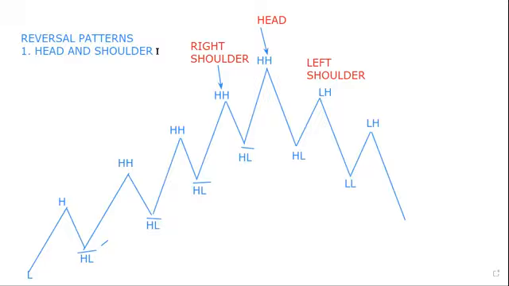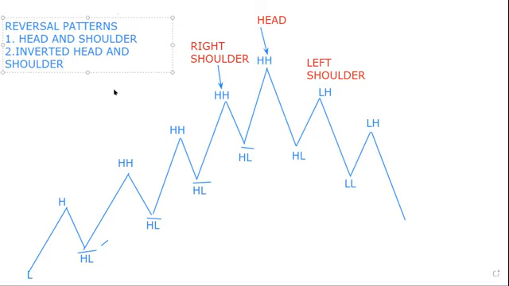Number 2 is the inverted head and shoulder. So let's talk about inverted head and shoulder. This usually occurs when a downtrend wants to change back to an uptrend. It's just the same scenario. We've been seeing a series of lower highs and lower lows. So this is our new low. You know, this low is lower than this low. Now, what do we expect?